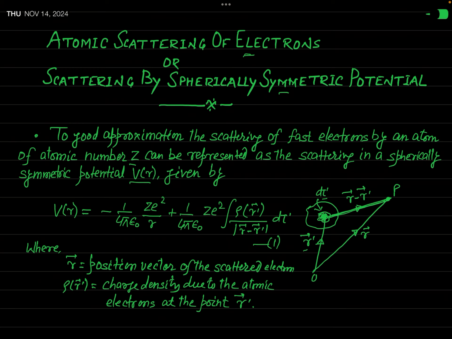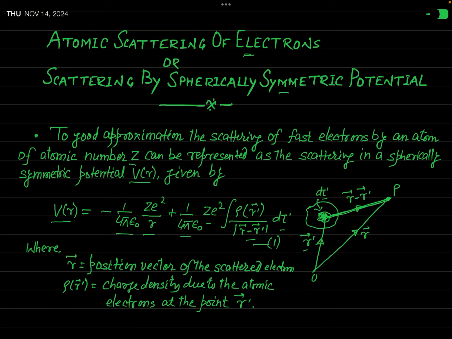If you want to define the potential due to such a spherically symmetric source at this point P, that will be given by V of R equals minus 1 over 4 pi epsilon naught Z e squared over R, plus 1 over 4 pi epsilon naught Z e squared, integral of rho of R dashed divided by modulus of R minus R dashed, d tau dashed.